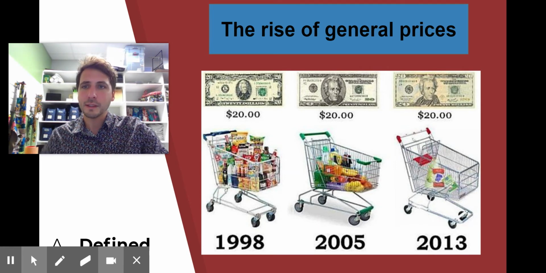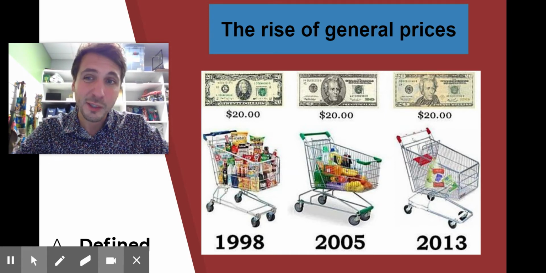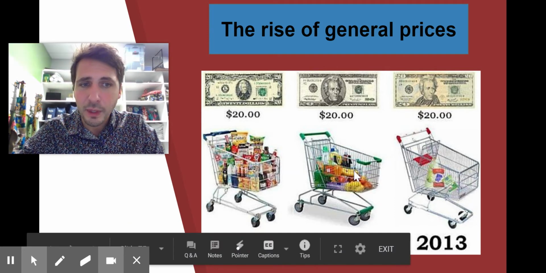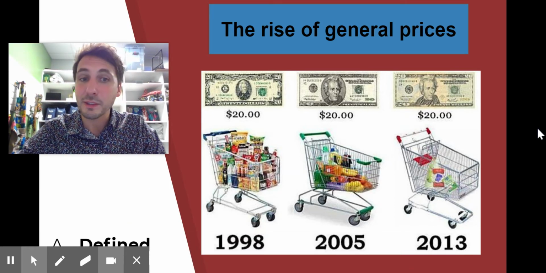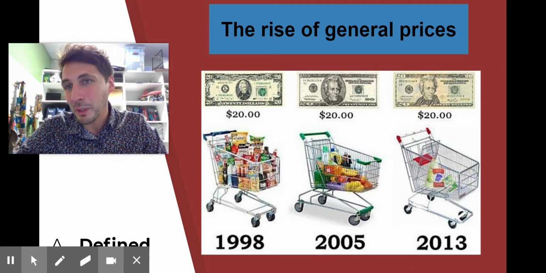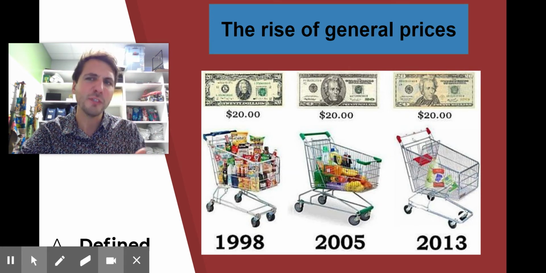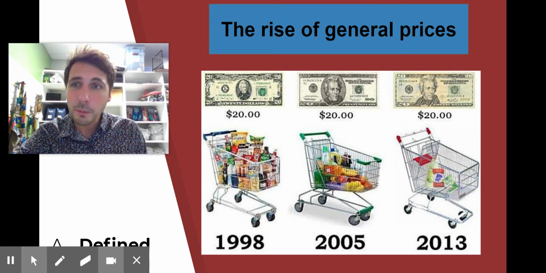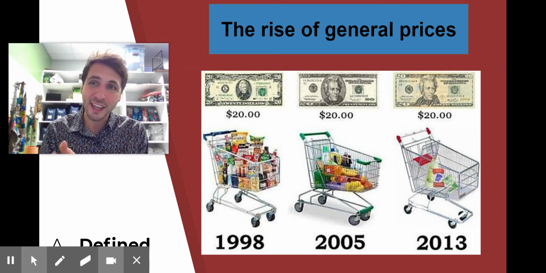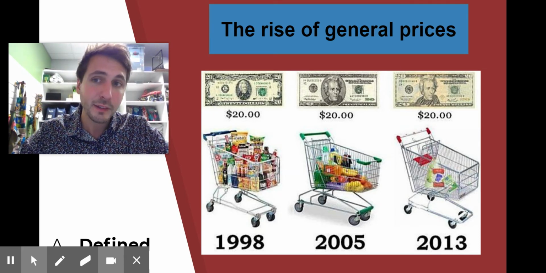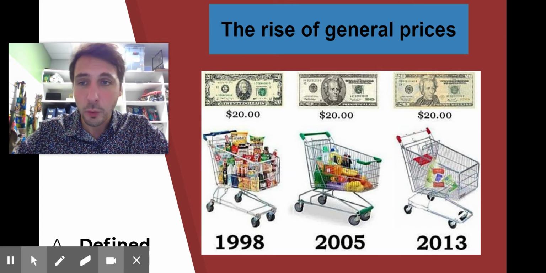So here is an example of the rising prices as far as its impact on our income. The same $20 in 1998 could get you a full shopping cart. In 2005, a little less. In 2013, maybe four or five goods. Prices have risen, but we haven't experienced the full impact of that because we're not just taking $20 to the grocery store anymore, right? Incomes have risen as well. We'll talk later about how that hasn't quite kept pace in the United States of America, but generally speaking, price level is only an issue or inflation is only an issue when it is outpacing our wages.